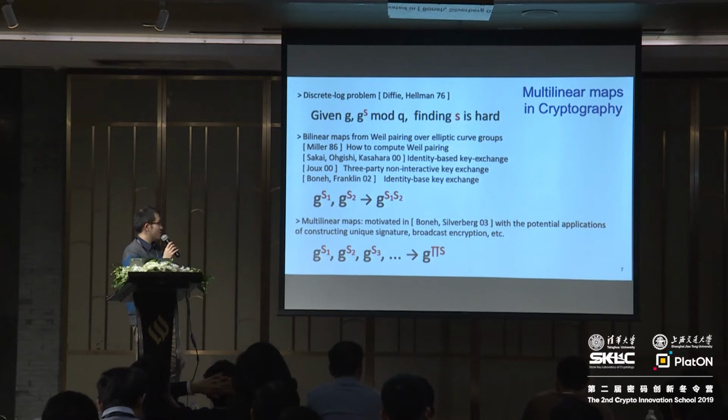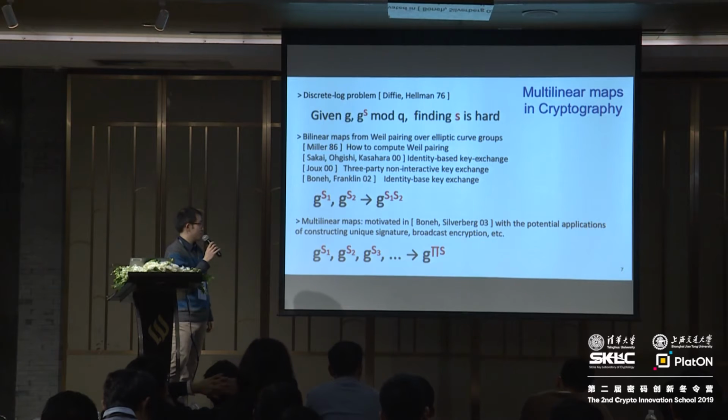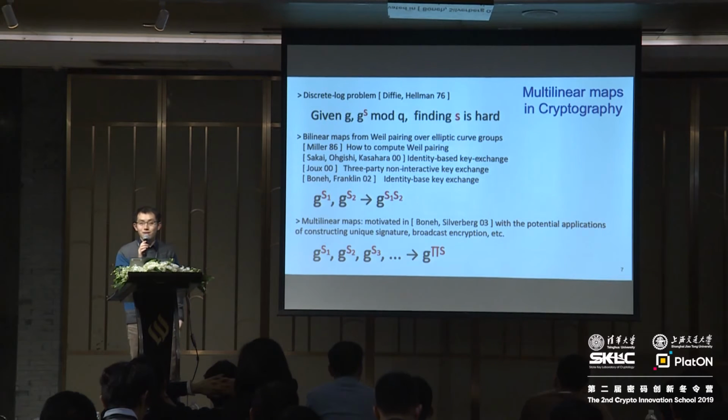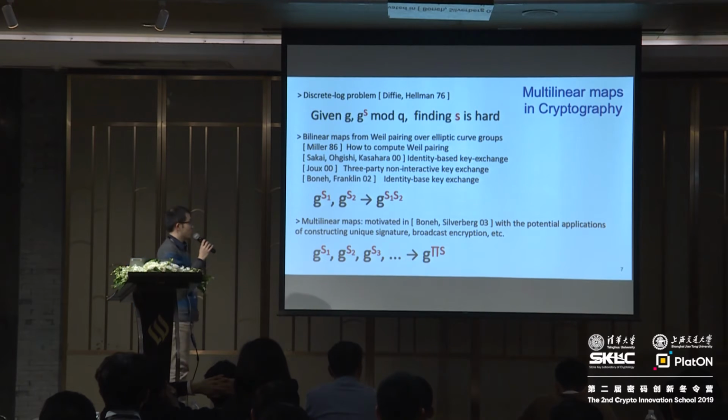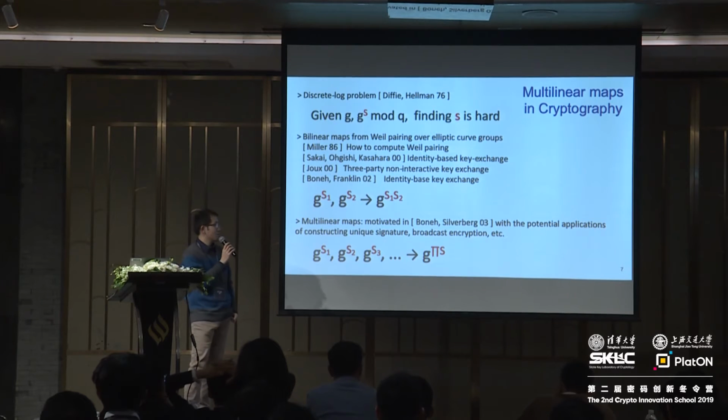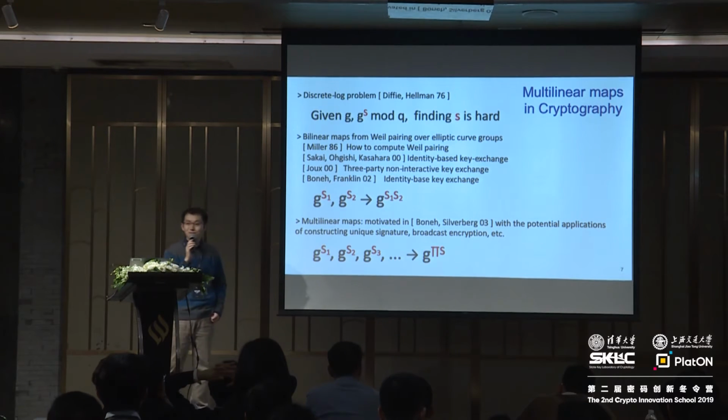So in this paper published in 2003, Boneh and Silverberg, they didn't propose an explicit construction of a multilinear map. But they say if you have such a map with intuitive security, like hardness of solving discrete log or hardness of some natural generalization of the Diffie-Hellman problem, then you can use this to build potential applications, including having unique signatures, broadcast encryption, etc.